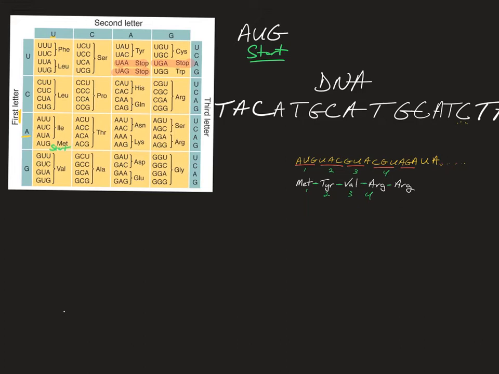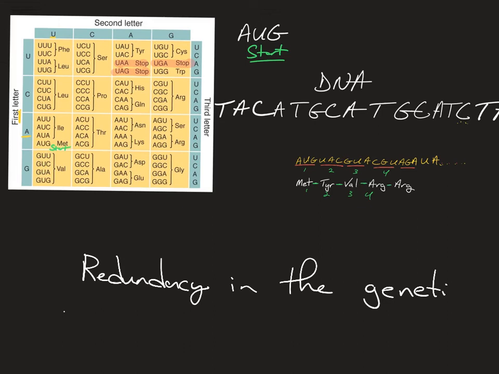So again, I want to point this out clearly, that there is this redundancy in the genetic code. There is more than one tRNA that can code for the same amino acid.